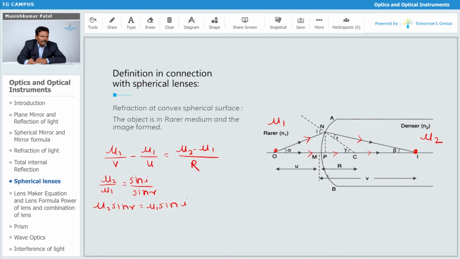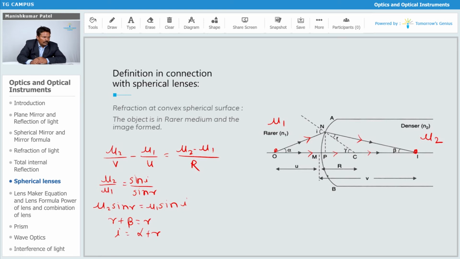So r plus beta equals gamma. In that diagram, r plus beta is equal to gamma. This is the first thing that you can write down. And the second thing, i equals alpha plus gamma. That is the second equation that you can write for this case from those particular triangles.